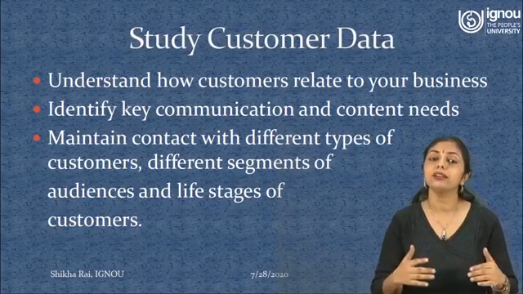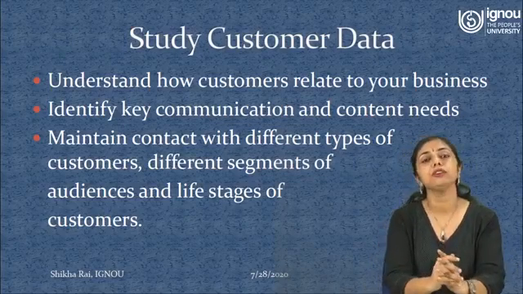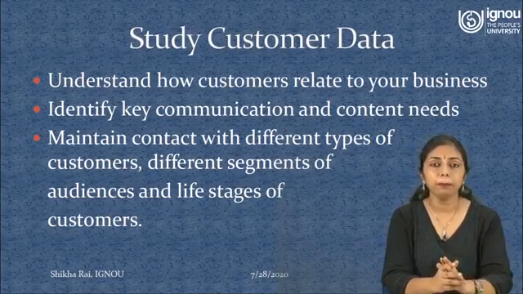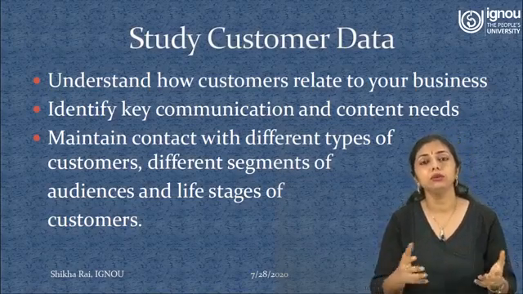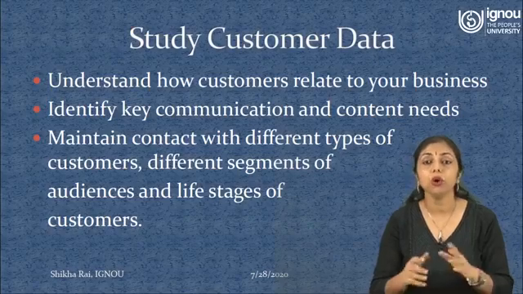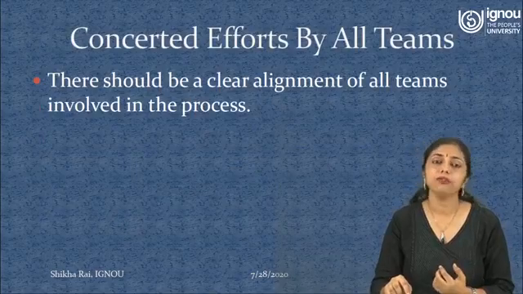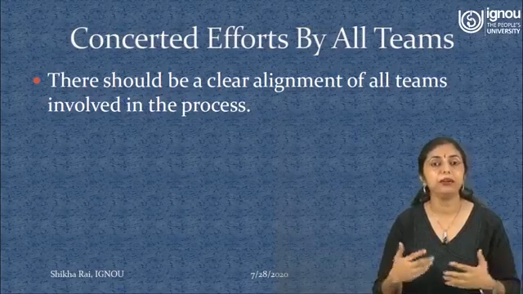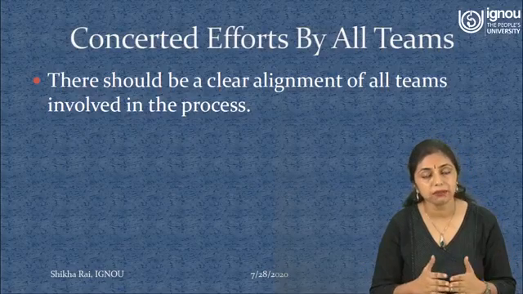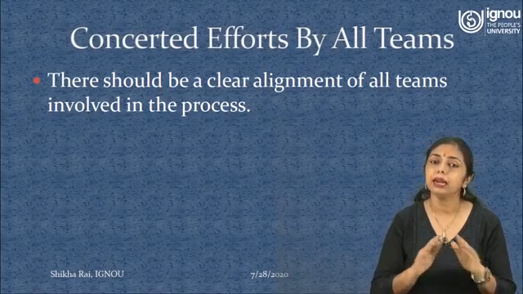And are you also addressing different life stages of customers? So there can be a fully automatic washing machine which may be needed by a working woman because she has less time, and also by an elderly person who cannot do so much all on their own. So on different life stages, how are you looking at the customer data? And of course, the last but not the least, concerted efforts by all teams. I have explained what different types of teams work together when we talk about building a plan for integrated marketing communications. There should be a clear alignment of all the teams involved in the process.